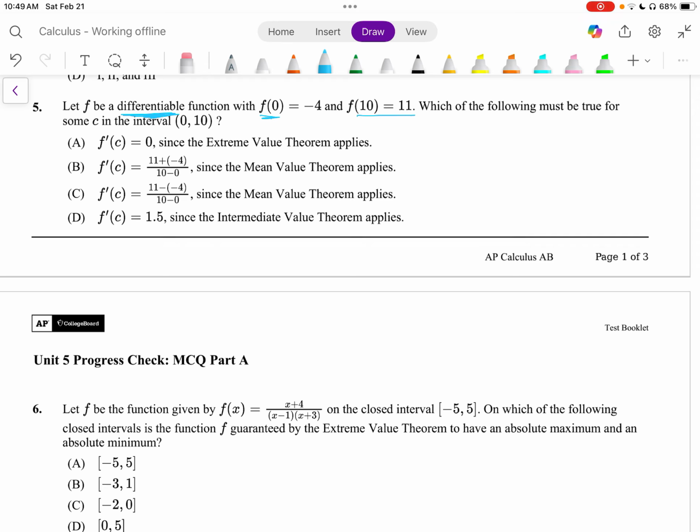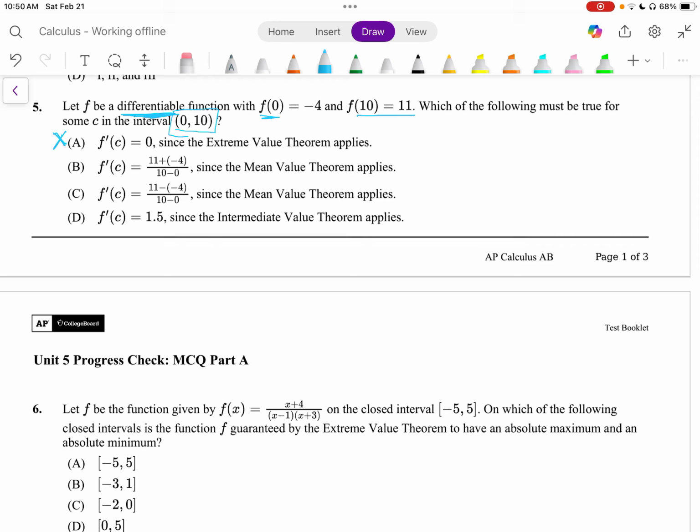However, we do know that it's differentiable along this whole thing as well and continuous, because if it's differentiable, it's also continuous. So part A, it just gives us different things here. Choice A says the derivative is 0 since the extreme value theorem applies. Well, the extreme value theorem has nothing to do with derivatives, so that is not it.